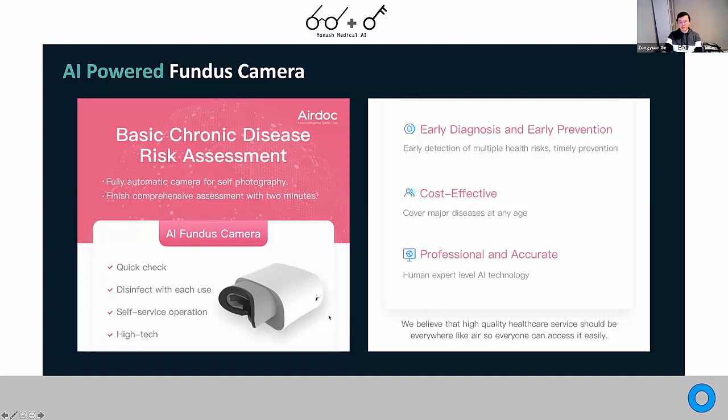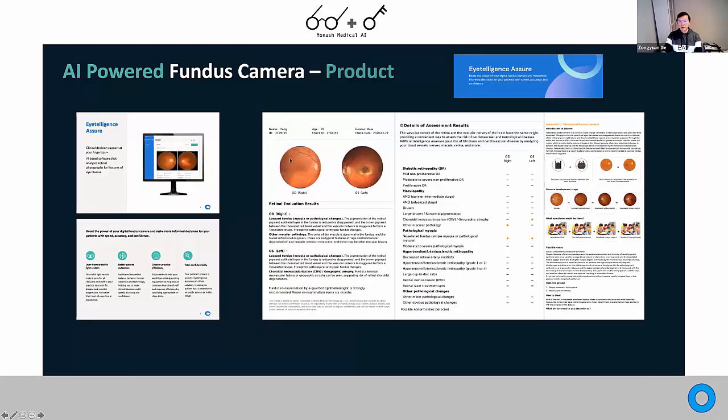And what's important, with the chips inside, it can connect to the cloud, or it can directly embed the AI algorithm into the camera. So basically, you can carry it anywhere and do a retina scan for the patients on site, right? And if you care about the data privacy issue, of course, it can run on the cloud as well. So it is cost effective, can do early diagnosis and prevention, and do professional and accurate care. And that's the report part.